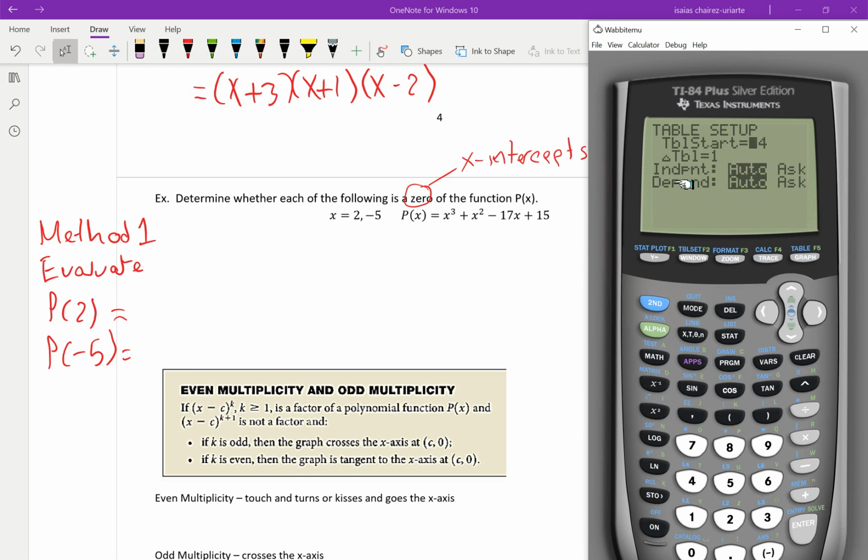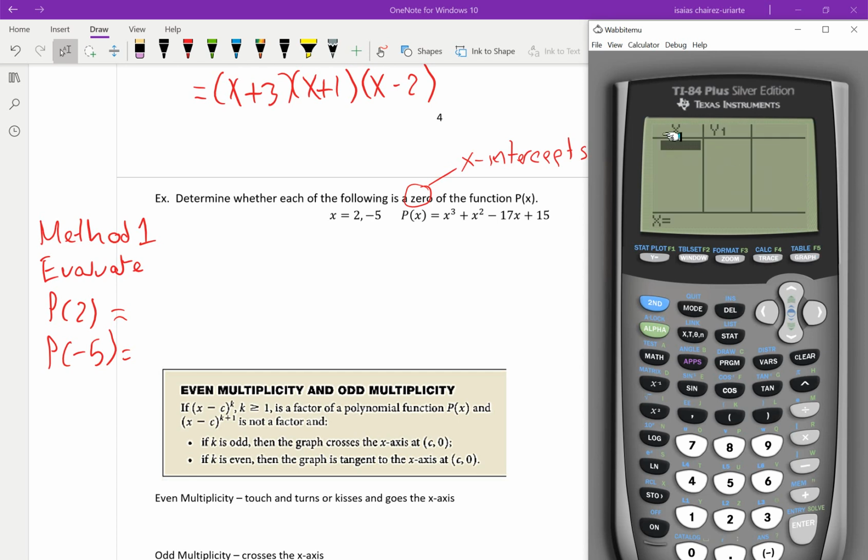The dependent variable, we're going to leave it in automatic, but the independent variable, I'm going to change it to ask. Then the calculator asks me, what value of x do you want to plug into your polynomial to compute a y value? That's what I want. So I'm going to change my independent setting to ask. And now let me go back to the table, and the table should just be empty at this point.